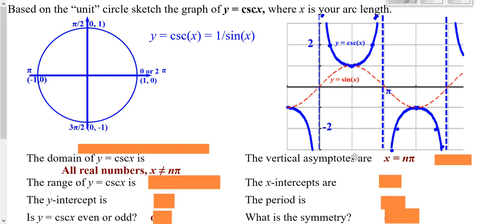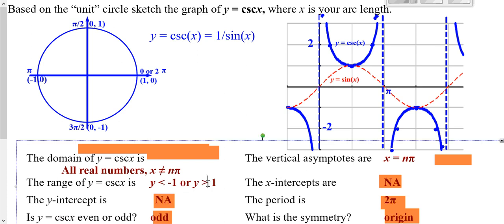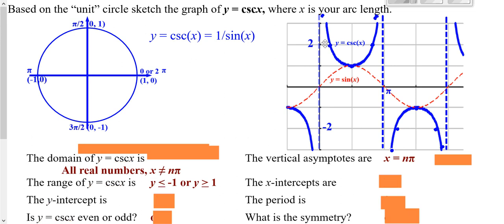Your range is how far up and down it goes. Well, it comes from negative infinity, comes up to -1. Takes a break, starts at 1, and goes on forever. So less than or equal to -1, and greater than or equal to 1. And I don't know why I didn't have the equal to in there. Sorry about that. So your x-intercepts, well, it never crosses the x-axis.